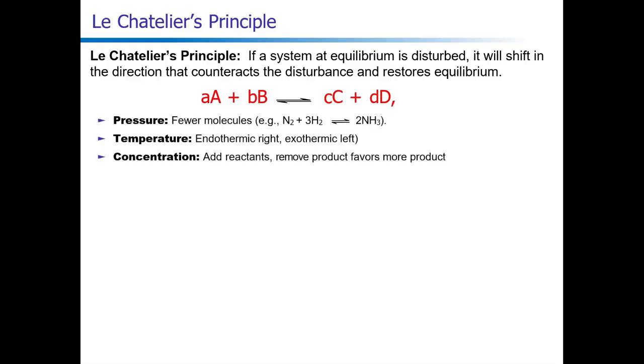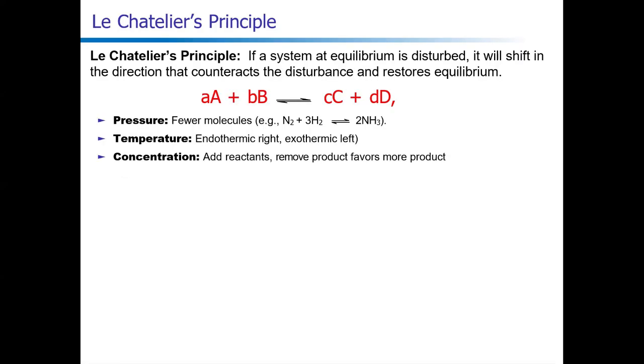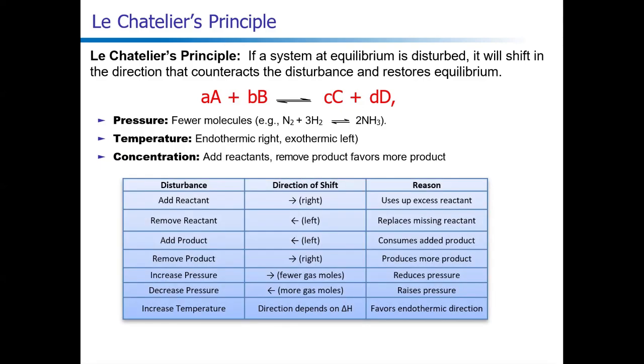Le Chatelier's principle tells us that if a system at equilibrium is disturbed, it will shift in the direction that counteracts the disturbance. This is a system's way of trying to restore balance, kind of like a chemical tug of war that pulls back towards equilibrium. Here's a summary table to preview how different changes affect equilibrium.